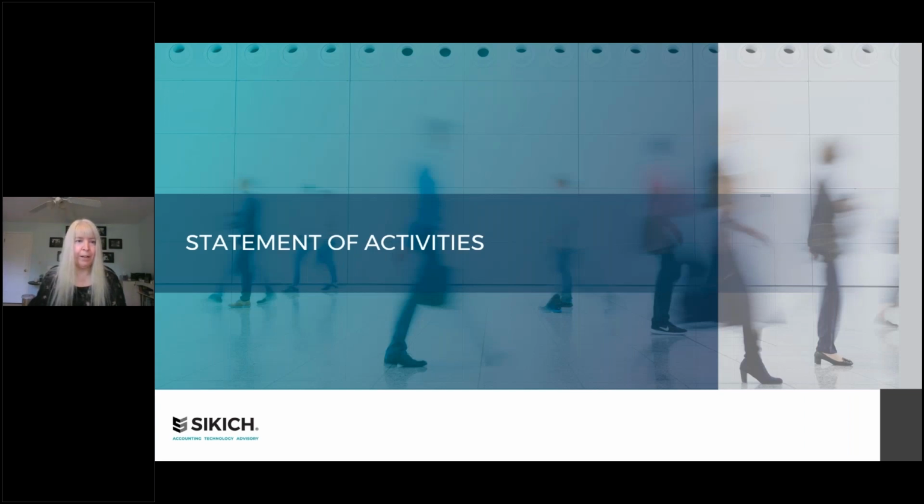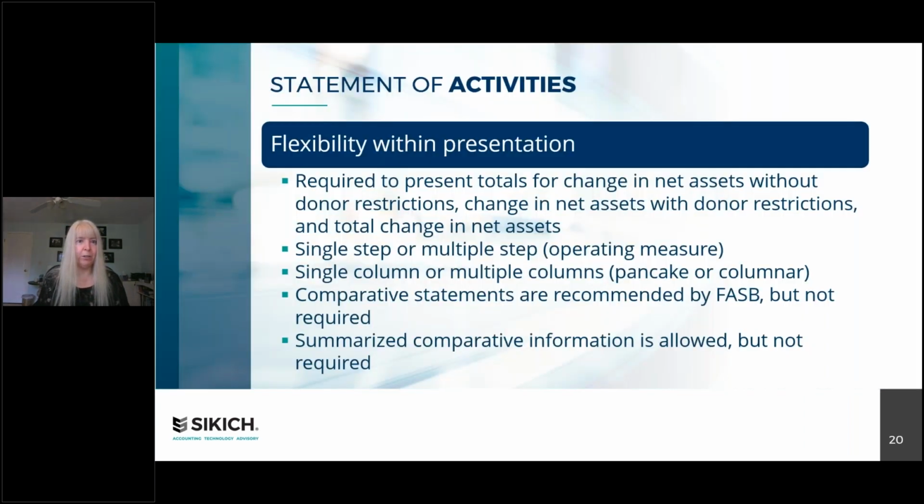All right, now we're going to move on to the statement of activities. There's a lot of flexibility within the presentation of the statement of activities. However, there are some required elements. You're required to present some key totals: the change in net assets without donor restrictions, with donor restrictions, and the total change in net assets. A common error here: if the not-for-profit has no net assets with donor restrictions, no activity for it during the year, you still want to indicate on the statement of activities that the activity is all without donor restrictions. So an appropriate caption should be used in that case.